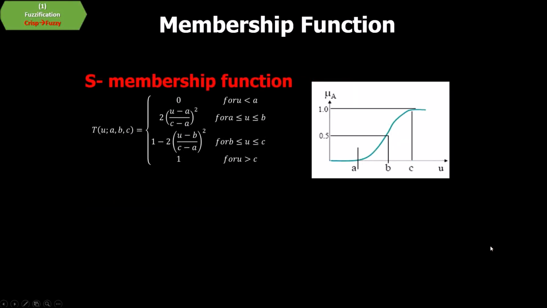There are other membership functions as well, but in this class session, for the calculation part, we will focus on two: either the trapezoidal or the triangle.